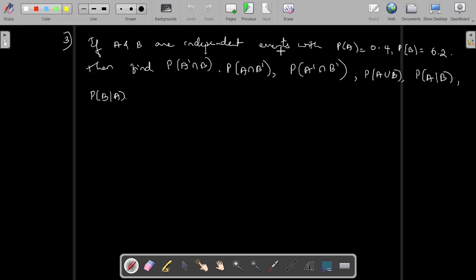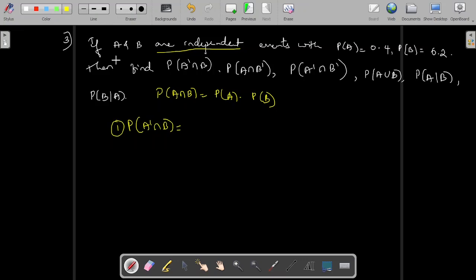If A and B are independent events, this is given. So P of A intersection B equals P of A into P of B. This is by the definition of independent events. Now, if P of A equals 0.4 and P of B equals 0.2, you have to find out all these values. The first one, what is that? P of A dash intersection B.